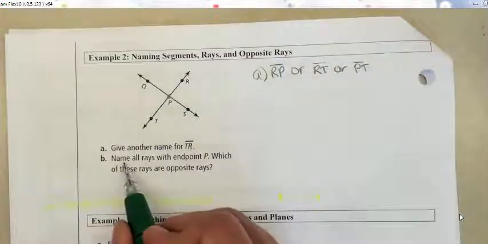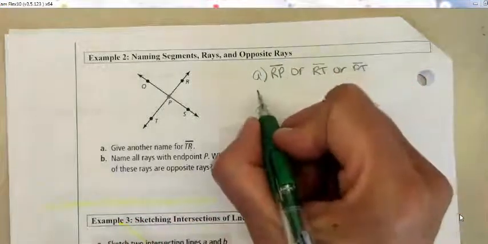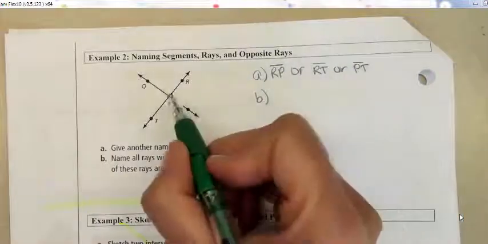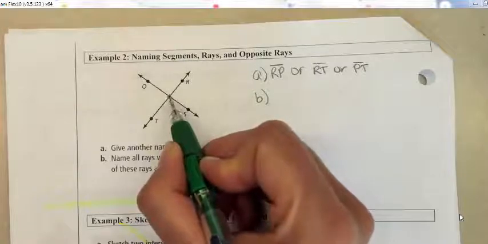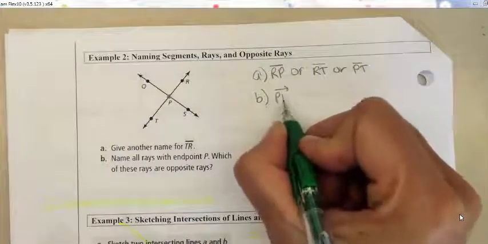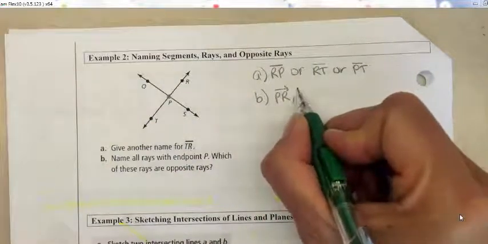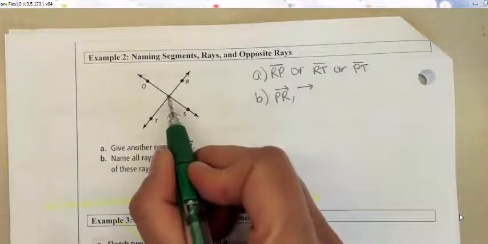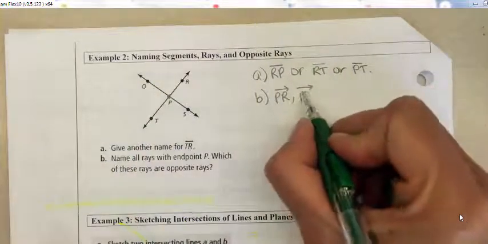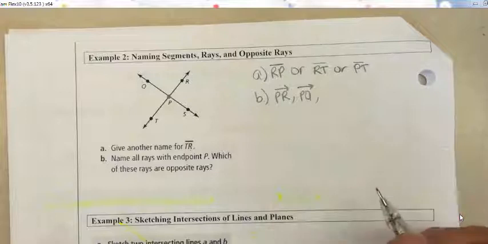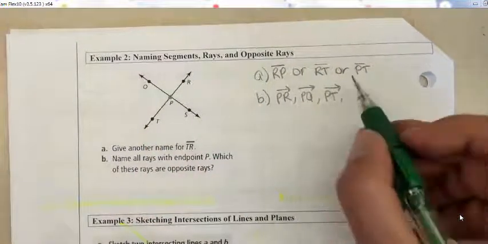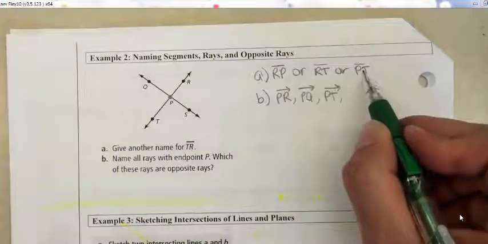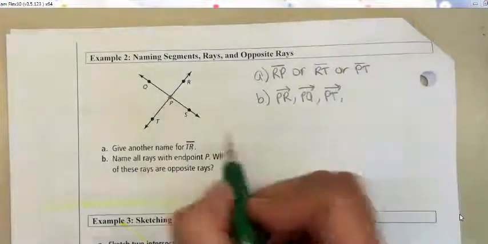All right, B, we're going to name all rays with endpoint P. So P has several rays here, right, that have this as an endpoint. PR is one. So I'll say ray PR. What's another one? How about ray PQ? P always has to come first, though, because it's the endpoint. Ray PT. Seeing the difference here is this has a ray over it. That doesn't. That's a segment. Okay, and then ray PS.